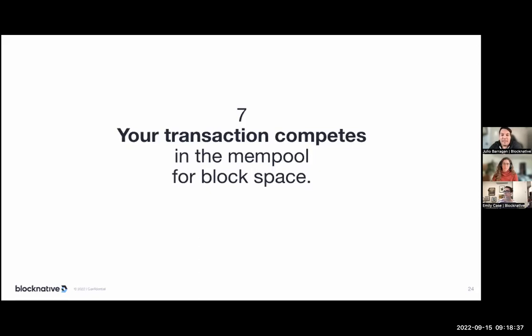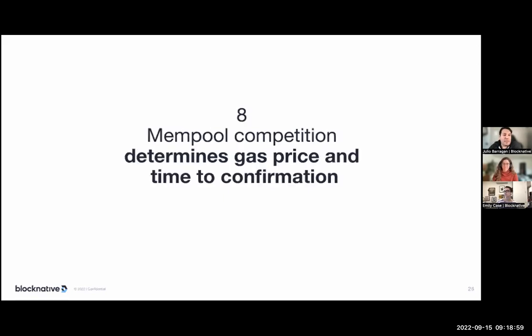So literally every 15, now 12 seconds, your transaction is competing to be one of the top 150 of 80 to 200,000 other pending transactions. And it's really amazing that any of this really works at all. But that's the nature of it, right? There's all these transactions that are competing against each other to get confirmed as quickly as possible for the lowest possible transaction fee. Which brings us to number 8, our last key. Competition amongst transactions in the mempool actually determines both gas price and time to confirmation. So during periods of heavy network congestion, gas price goes up, and it can be harder and harder for you to get your transaction confirmed in a timely manner.